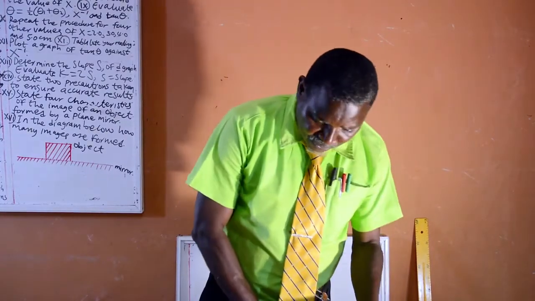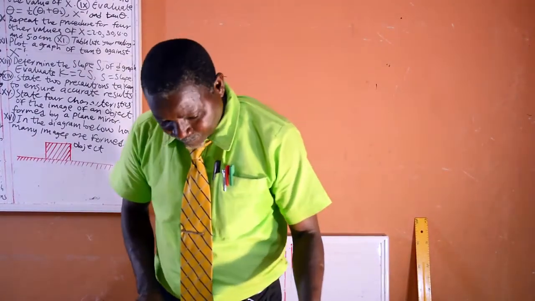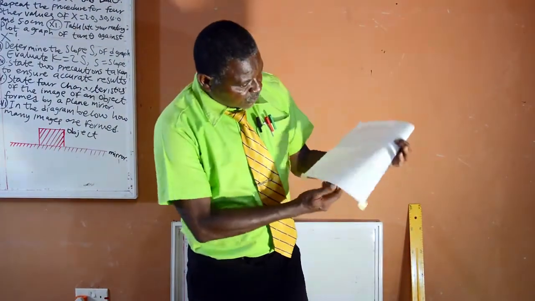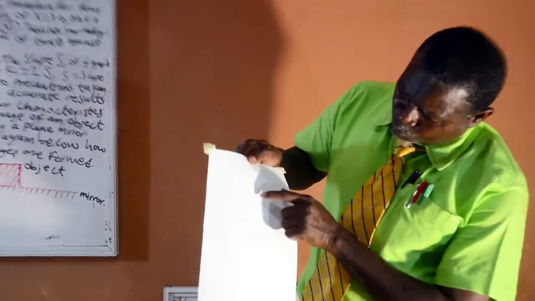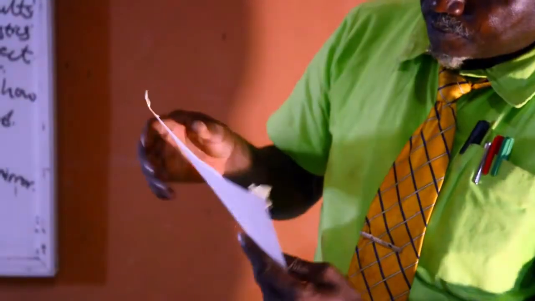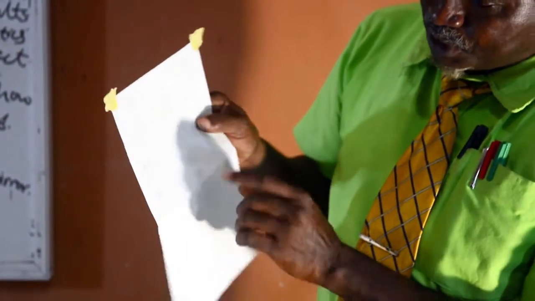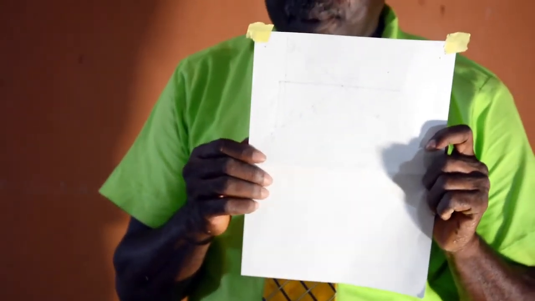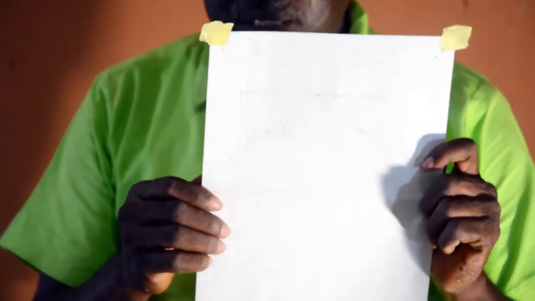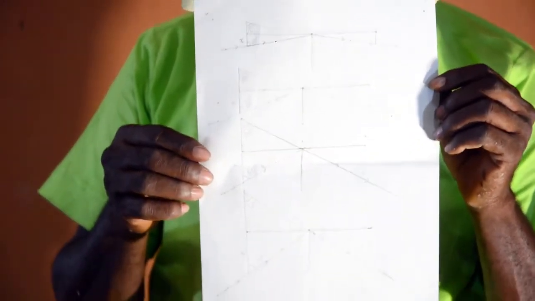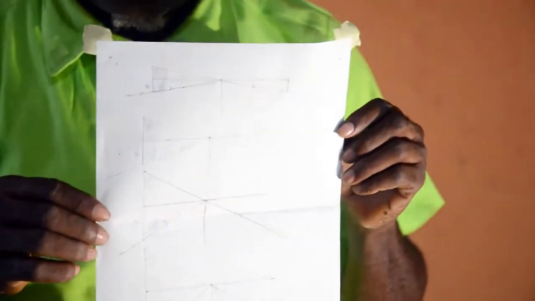I will perform one of the experiments. I've done the remaining 4 already. This is 1, 2, 3, 4 centimeter, 1 centimeter, 2 centimeter, 3, 4, 5 centimeter. But I will repeat 5 centimeter now. This is what we call traces.